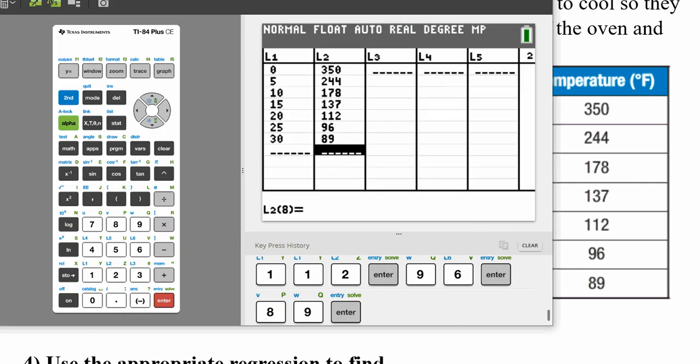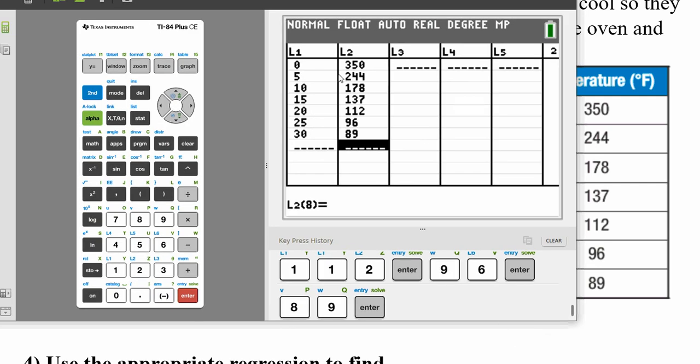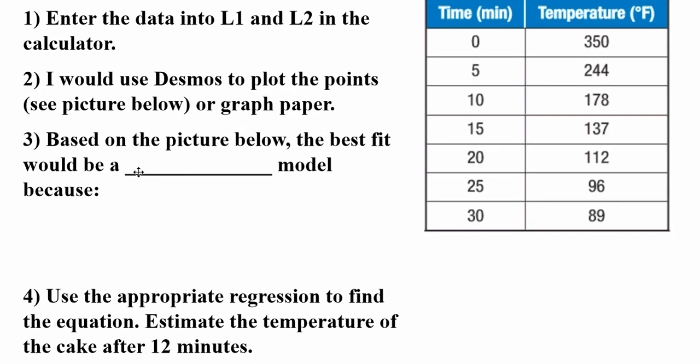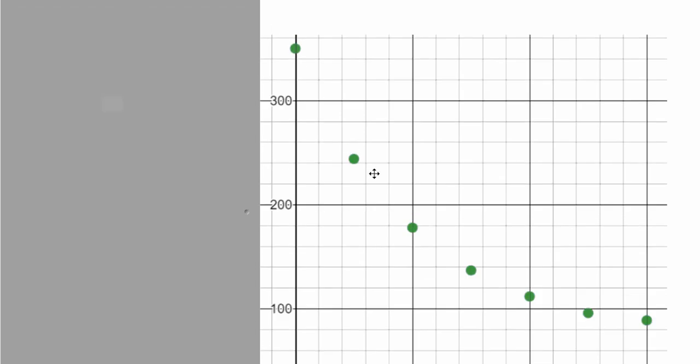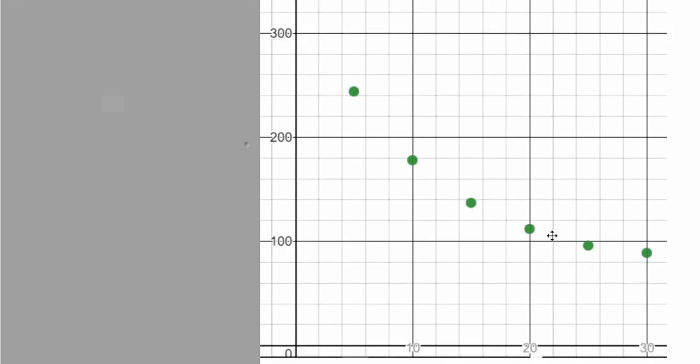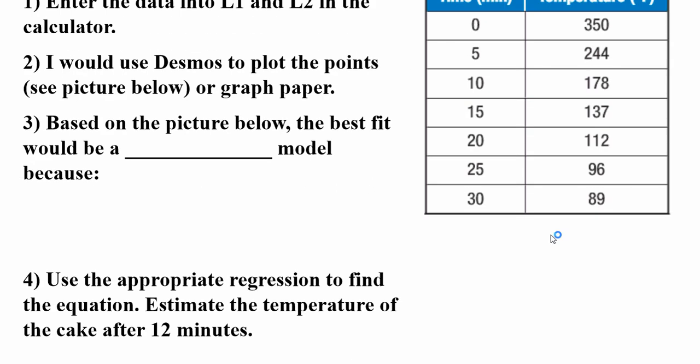There's our data set. What you would do next is you need to know what type of fit we're going to ask the calculator to do. Is it going to be a linear, an exponential, or a quadratic? So I asked Desmos to plot the data for me, and it looks like this. And you can see this curve. It's curved, so it's not going to be a line, and the temperature is not going to bounce back up, so it's going to be an exponential fit up until about a half an hour. So we're going to do an exponential fit.